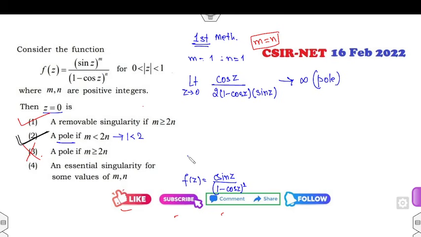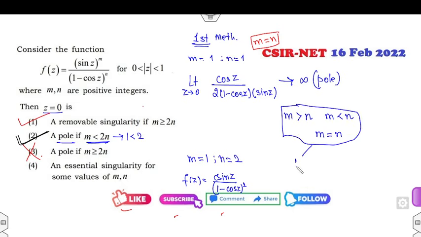So again you can see I have taken m is 1, n is 2. Again this case is satisfied. So whether m is greater than n, m is less than n, or m is equal to n, in all three cases we have obtained either a pole or a removable singularity, but we never get an essential singularity. So the right answer is A and B are my correct answers. This is the first method.